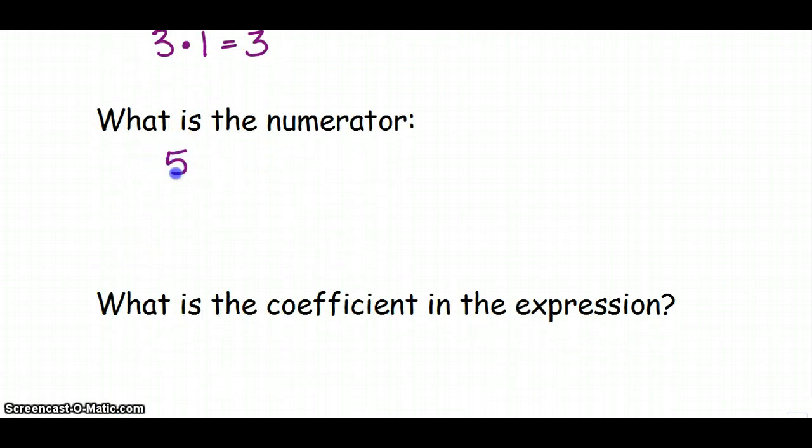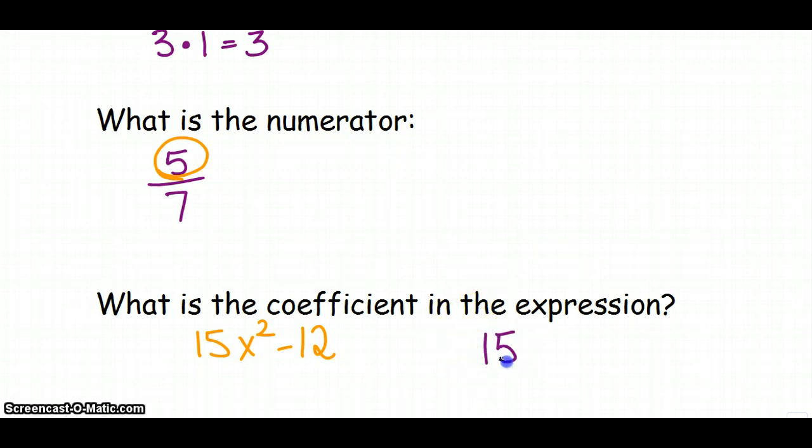Numerator. If I have 5/7, what's the numerator? 5 is the numerator. The numerator is located in the top part of the fraction. Now if I have 15x squared minus 12, what is the coefficient? Now remember that the coefficient is the number that's in front of the variable. So in this case, the coefficient is 15 and only 15.